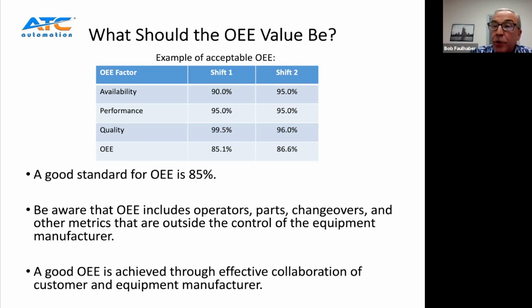So a good standard for OEE is 85%. That's a number that at ATC we typically identified as world class. Is that world class? Yeah, it's not uncommon for lines, especially older lines, to be running in the 50 to 60% OEE range. So this is a number that we would expect to be world class.